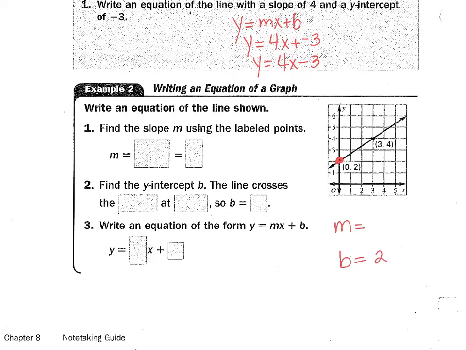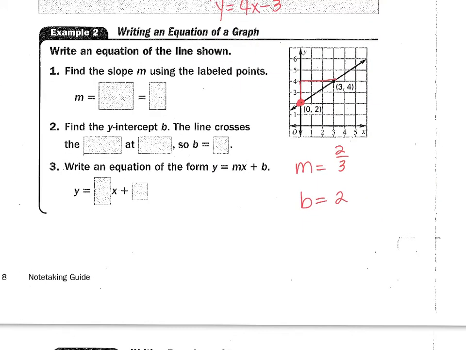2. It's a picture. You could either do y minus y over x minus x or rise over run. I think rise over run is easier, don't you? How many are we rising? And over. So what's my slope? Now all you do is write y equals 2/3 x plus 2.